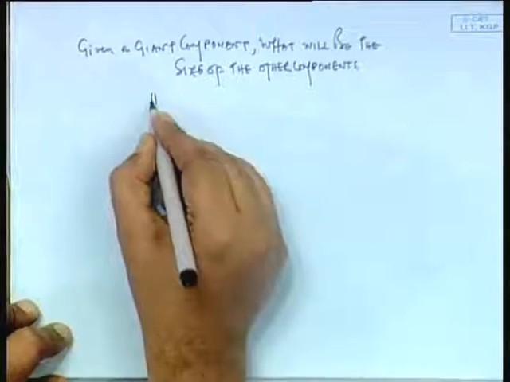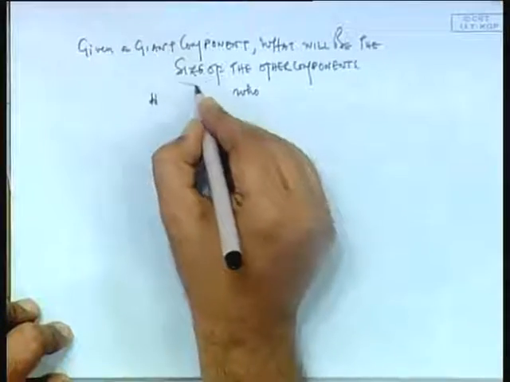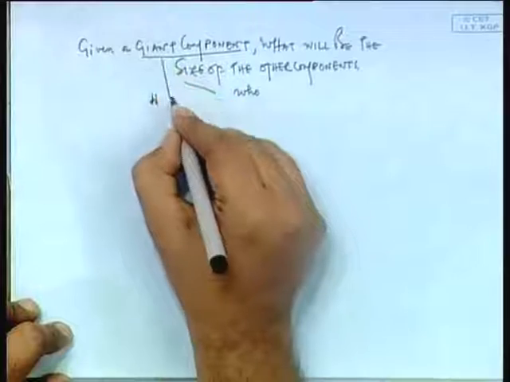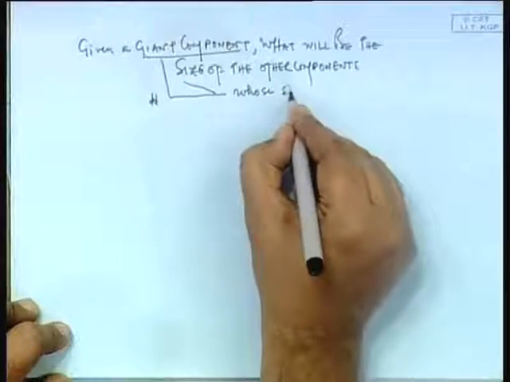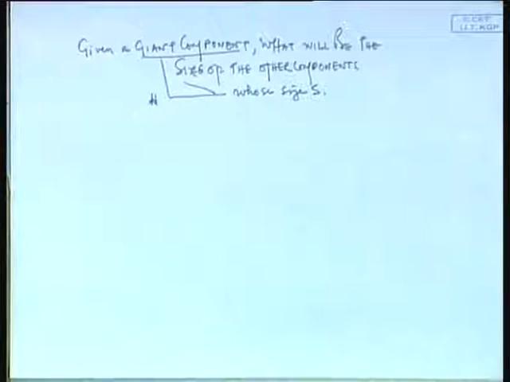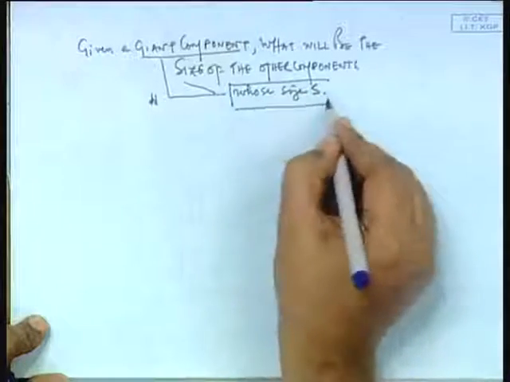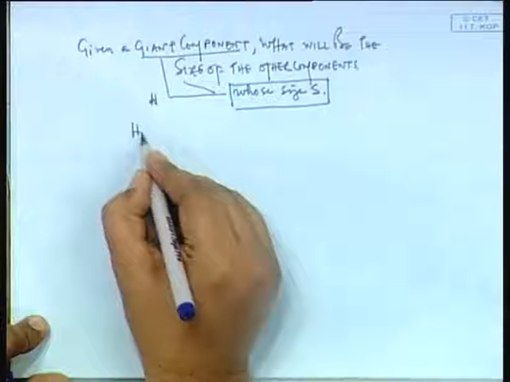So, if a giant component is there whose size is S. You have a giant component whose size is S. So, what will be H 0 1 then?